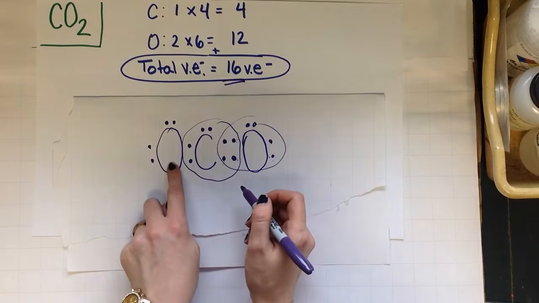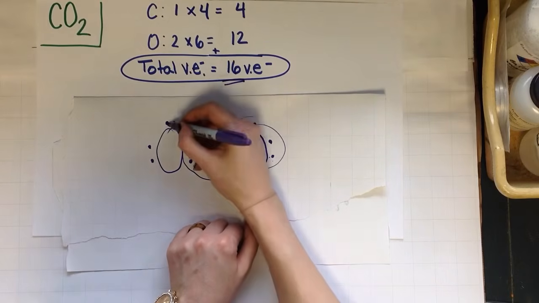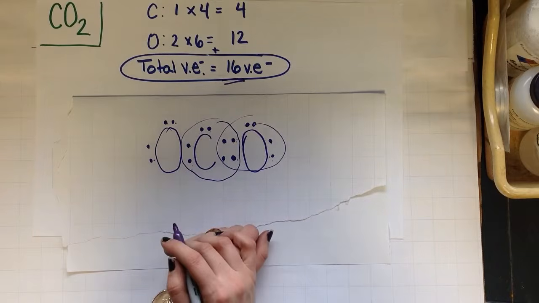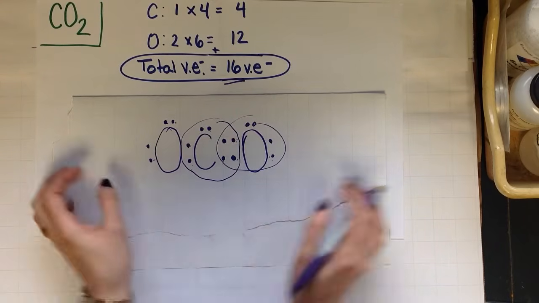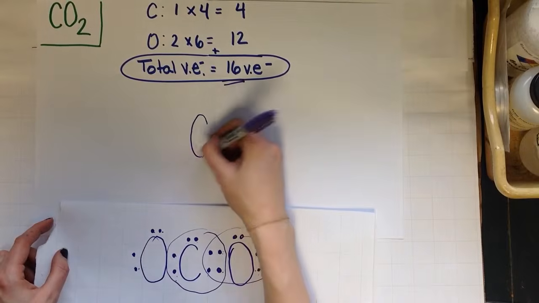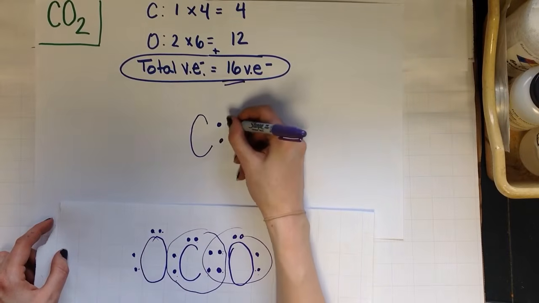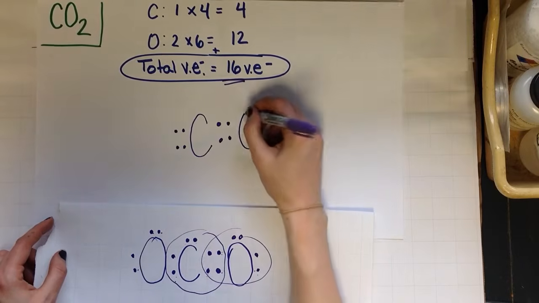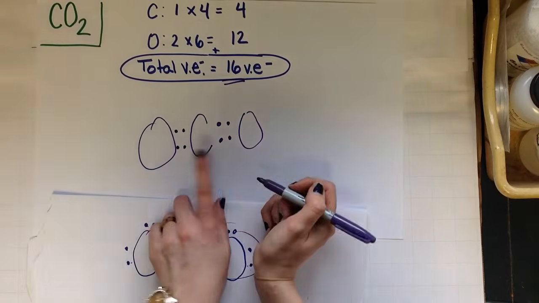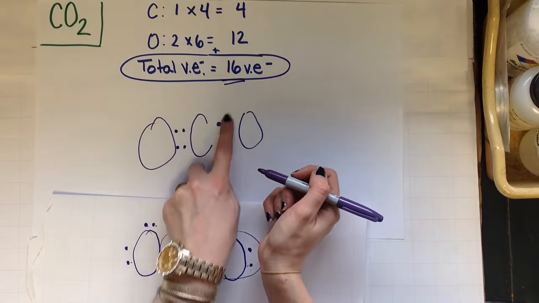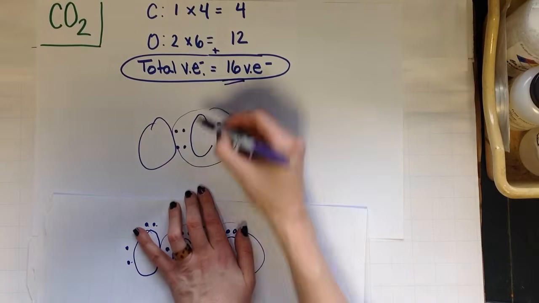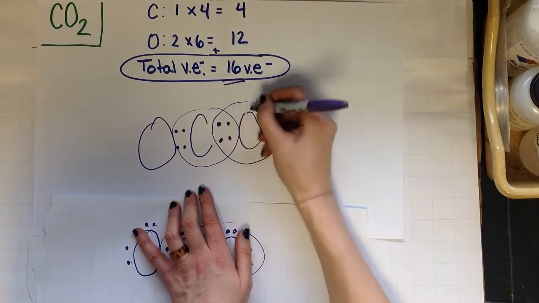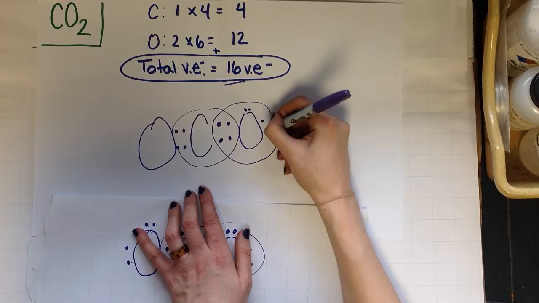Uh-oh. This oxygen is still not happy. It has 1, 2, 3, 4, 5, 6. That's not good. I ran out of electrons. So this side must also have a double bond. So I'm going to put carbon in the center, a double bond on this side, a double bond on this side, and put my oxygens. Now this carbon has 1, 2, 3, 4, 5, 6, 7, 8. It doesn't need any more. Now I can make all these happy. This oxygen has 1, 2, 3, 4, 5, 6, 7, 8.